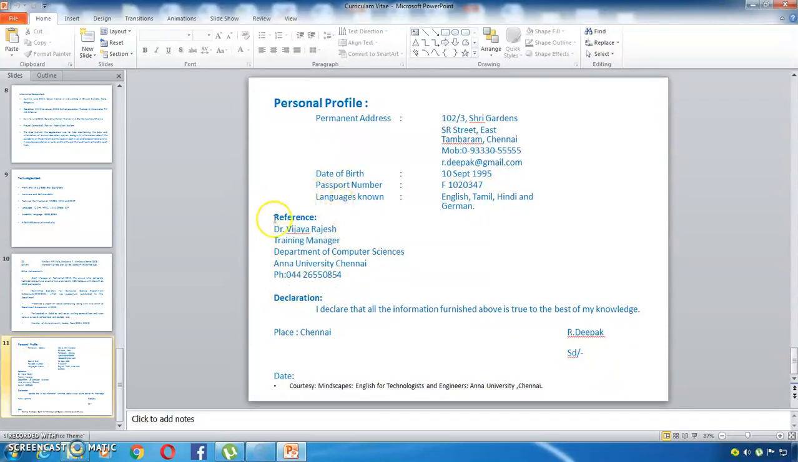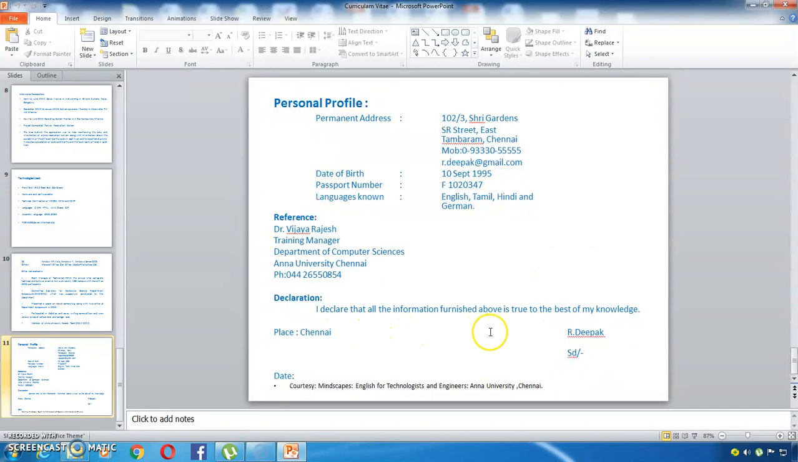If you know any VIPs or important persons in your field, you can furnish their names. Before that, you have to inform them that you are furnishing their details as reference. And towards the end, you have to declare. Here you are giving the declaration: I hereby declare that all the information furnished above is true to the best of my knowledge. So this is very, very important.